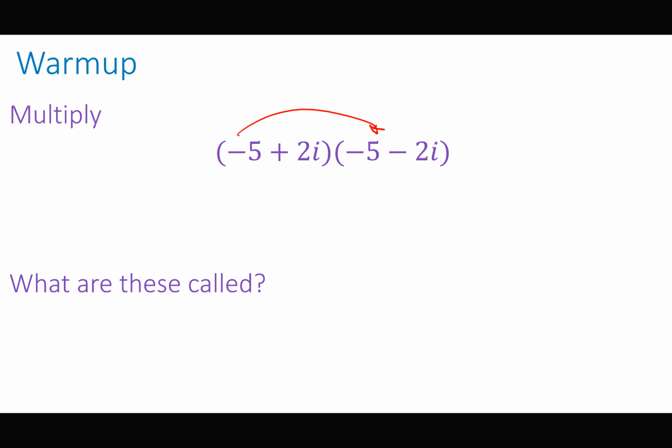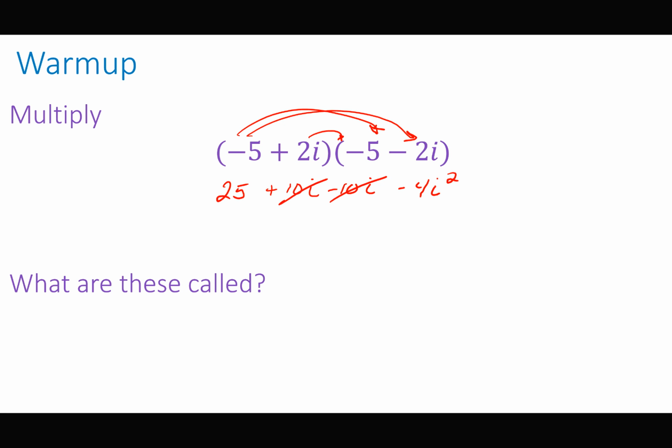In case they don't come back. Okay, negative 5 times a negative 5 would be a positive 25. Negative 5 times negative 2i would be a positive 10i. 2i times negative 5 would be a negative 10i. And then negative 4i squared. In the middle here, positive 10i, negative 10i.